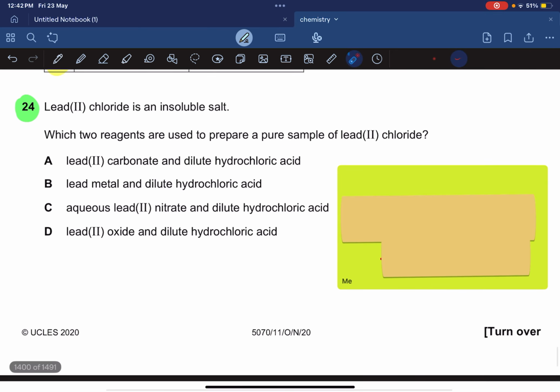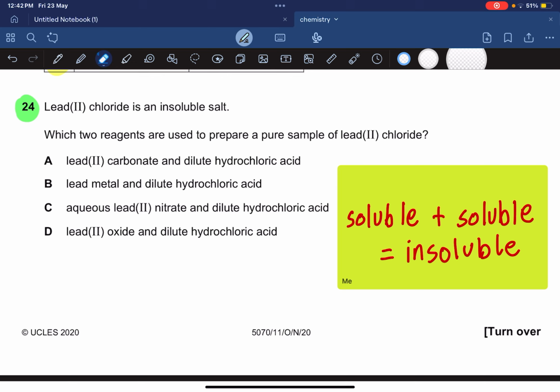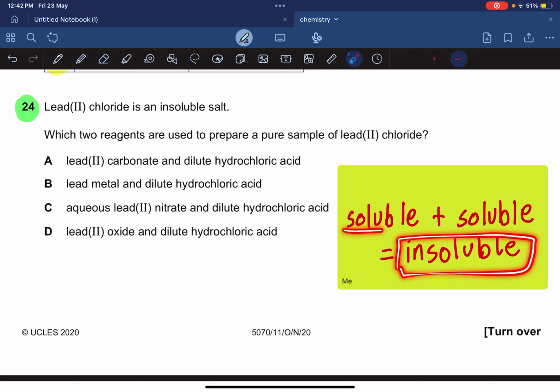So simple concepts, both are soluble. Okay, lead(II) chloride is an insoluble salt. You should know this by yourself as well, that lead chloride and silver chloride are insoluble, because lead and silver halides are insoluble. Which two reagents are used to prepare a pure sample of lead(II) chloride? The important concept here, which I guess most people struggle with, is that whenever you have to make an insoluble salt, you have to take 2 soluble salts.